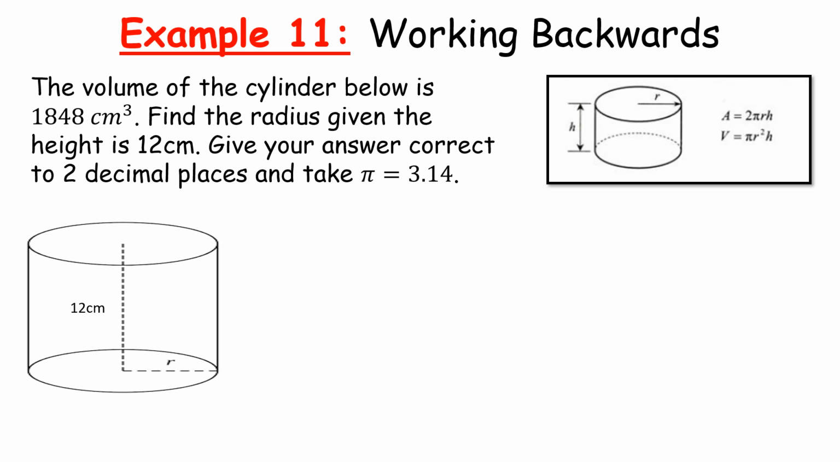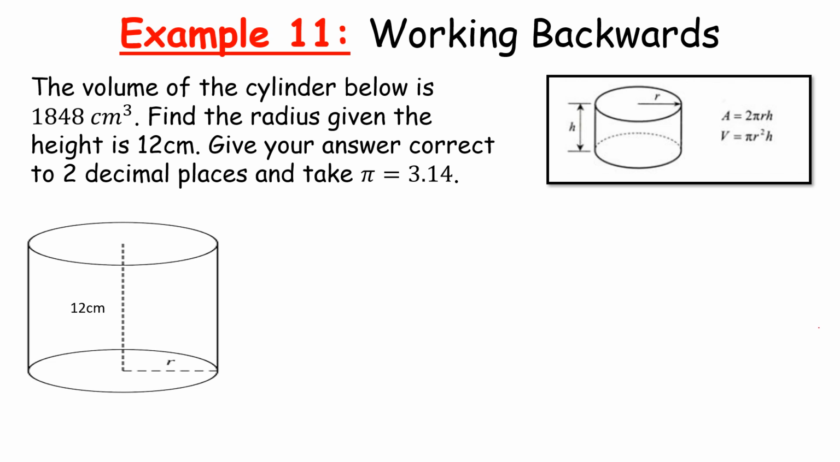So let's work backwards for the volume of a cylinder when we're not giving it in terms of pi. So it's 1,848 centimeters cubed. Find the radius given the height is 12 and give your answer correct to 2 decimal places. Take pi as 3.14. So again, we start with our volume.